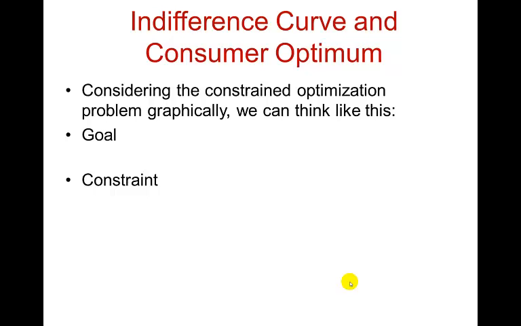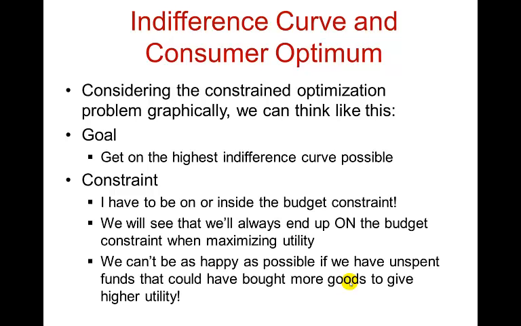So what we want to do then is get on the highest indifference curve possible, that's maximizing our utility, subject to being on or inside the budget constraint. So we will always end up on the budget constraint because we can't be as happy as possible if we have unspent resources. So consumers will always spend all of their money on the goods that they are purchasing, and that will ensure that they are maximizing their utility.